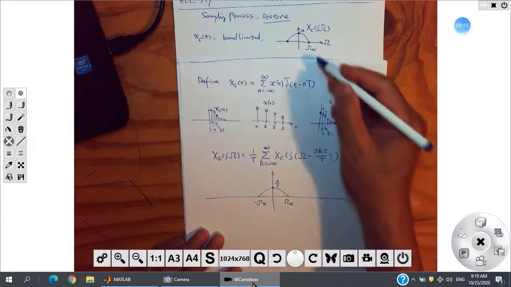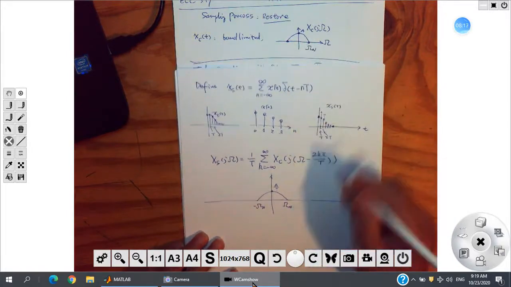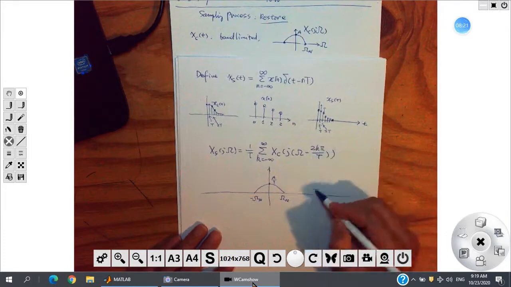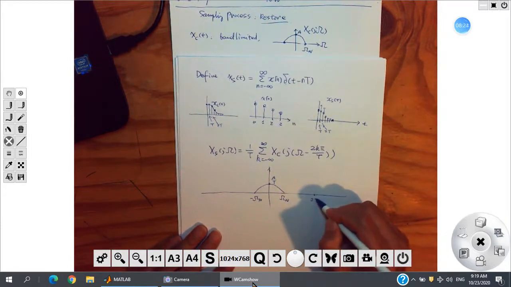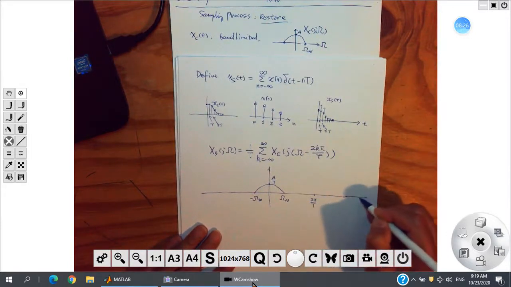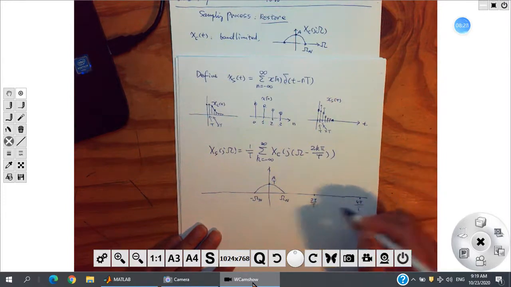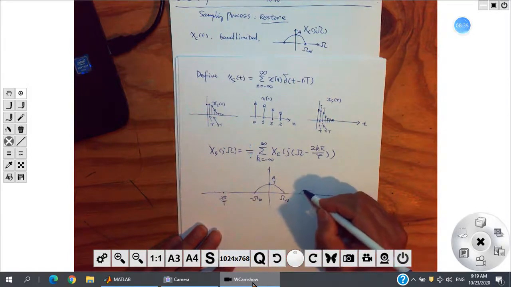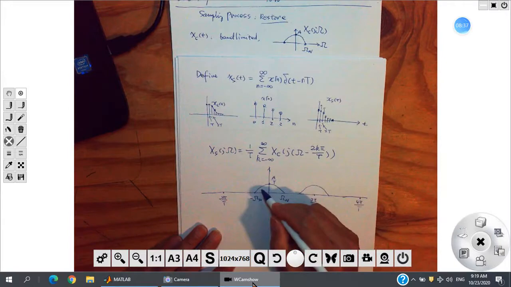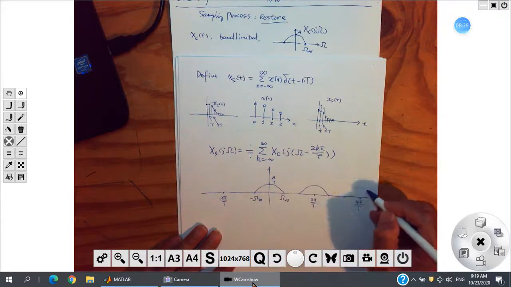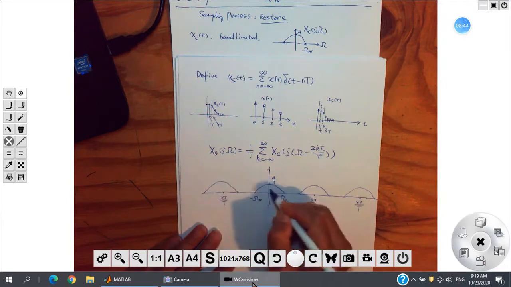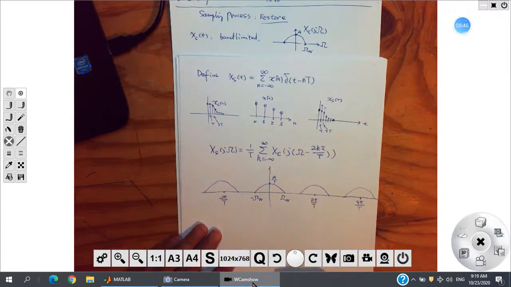And then we have copies of them. Every 2 pi over T we have a copy. So this is 2 pi over T, and another is 4 pi over T. This side is negative 2 pi over T. Then we have a copy the same as these. Now the waveform of each peak is the same as these. We have this one.